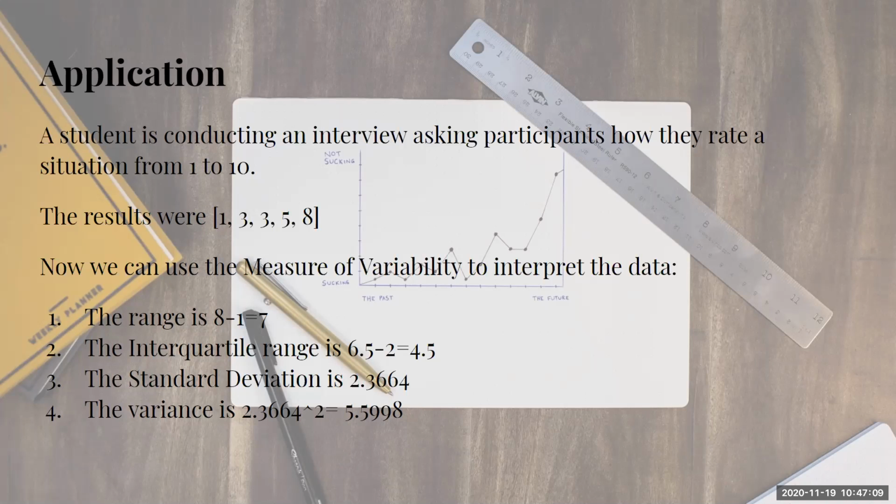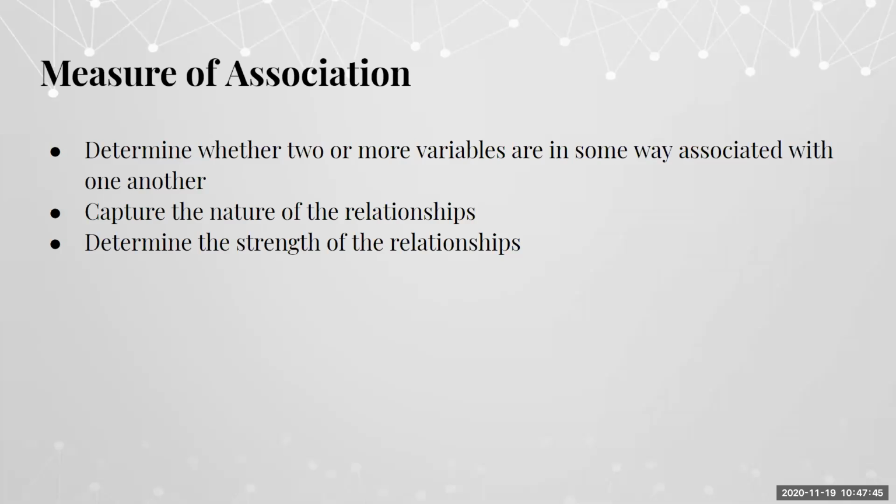So for the range, it would be the largest number minus the smallest number, which is 8 minus 1 equals 7. The interquartile range would be the difference between the 75th percentile and the 25th percentile. In this case, it would be 6.5 minus 2, which is 4.5. And then the standard deviation, as we calculate it using the formula from the previous slide, would be 2.3664. And the variance would be the square of the standard deviation, which is 5.5998.